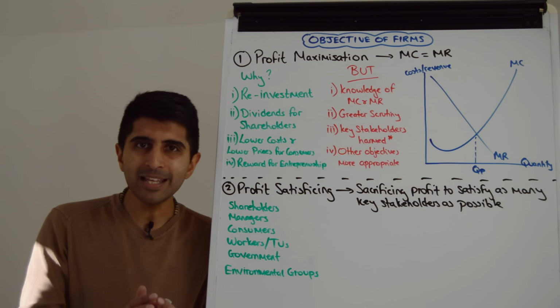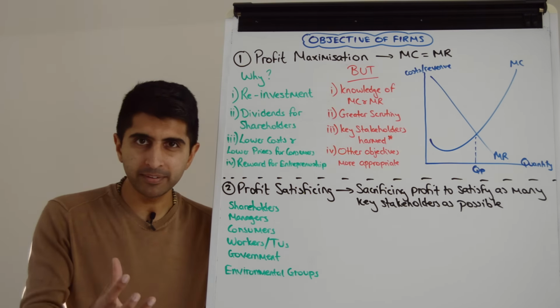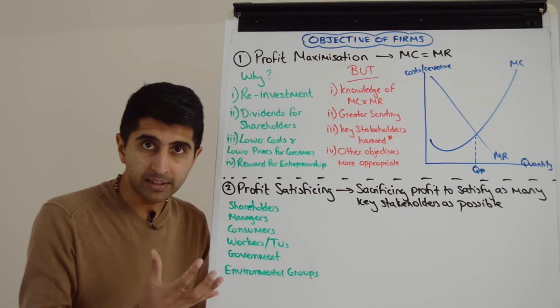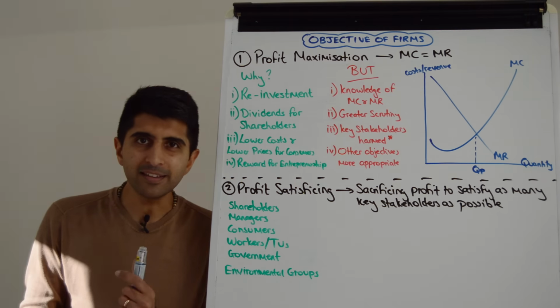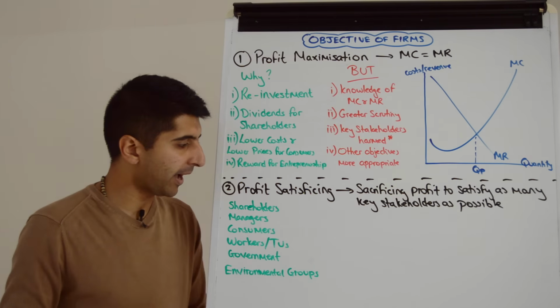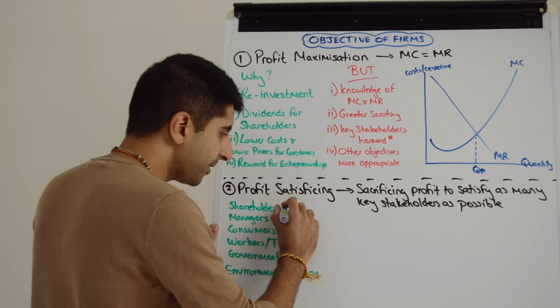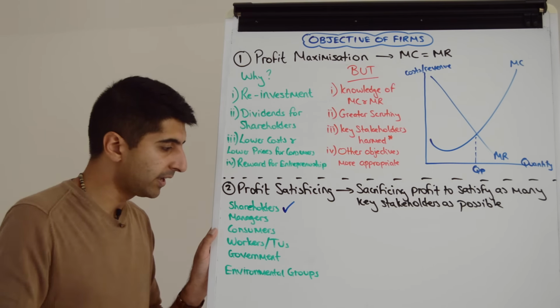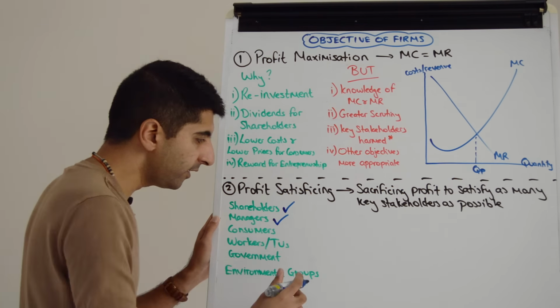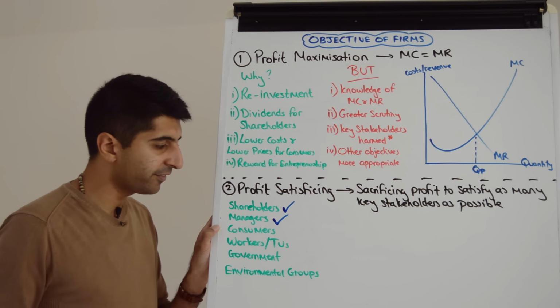A stakeholder is anybody that has an interest in how that business is performing. And I've written down some key stakeholders here. So let's see if any of these guys could lose out as a result of profit max. Well, shareholders, unlikely. They're going to be quite happy with profit max. They receive higher dividends. Managers could receive bonuses and higher incomes, so they're unlikely to suffer.